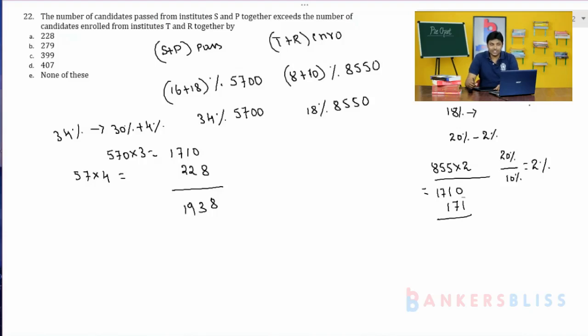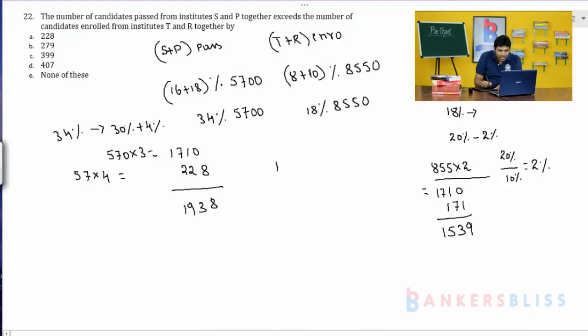So 2%, to get 18% we have to subtract the 2%. So subtraction means 1710 minus 171: 10 minus 1 is 9, 10 minus 7 is 3, 6 minus 1 is 5. So 1539 you got. Now you have to calculate the difference, that is 1938 minus 1539. So 9, again 12 minus 3 is 9, next 8 minus 5 is 3. So the difference is 399. Option C is the right answer to problem number 22. Let us go to the next problem.